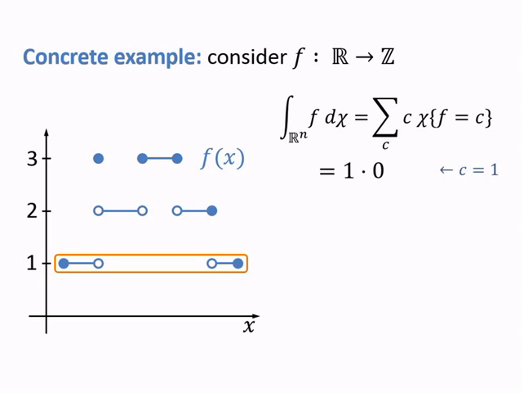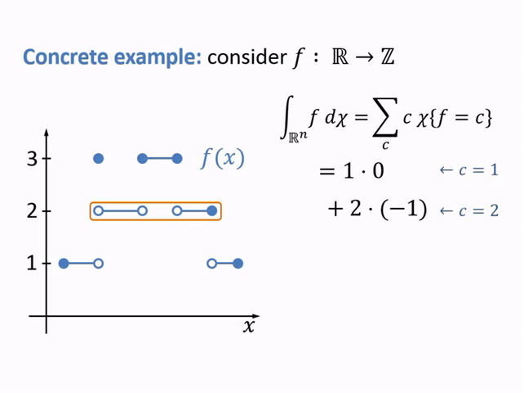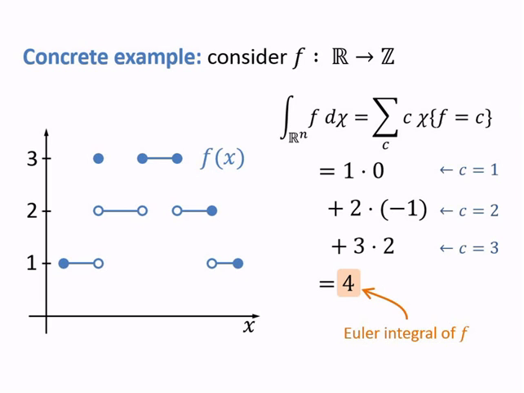And then I'm going to add the value from the next set. So this set consists of two open edges and one vertex. The Euler characteristic is 1 minus 2. That's minus 1 multiplied by the value of 2. And then I go to the third level set. This set consists of three vertices minus one edge. Euler characteristic is 2. It's also two closed connected components. You multiply the value times the Euler characteristic. And then I sum over all these things, and I see I get 4. And so the Euler integral of this function is 4. It's just a number that I assign to the function. At this point, that's what it is. We'll talk about how we can interpret it soon.